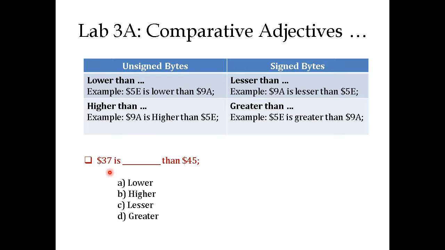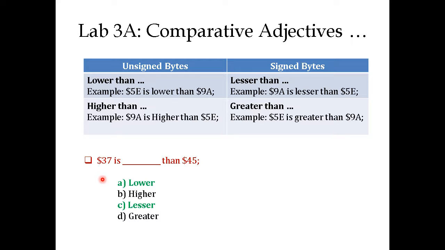So let me show you another example. Okay. Now let's say I'm trying to compare 37 and 45. Can you select two comparative adjectives from the list? Remember again, you will select one for unsigned, you will select one for signed. Which are the correct statements? 37 is lower than 45, right? And 37 is also lesser than 45.